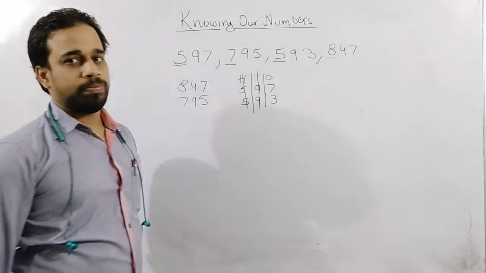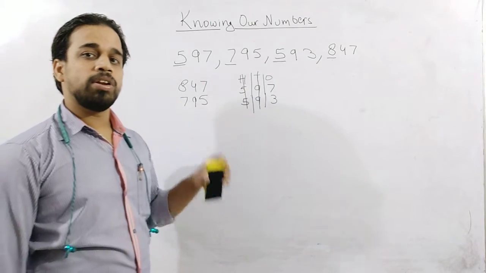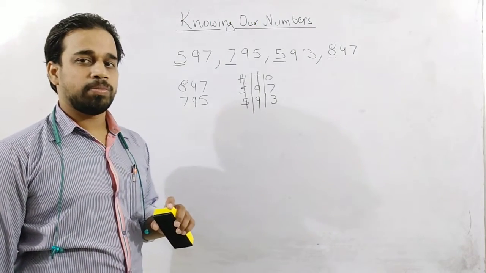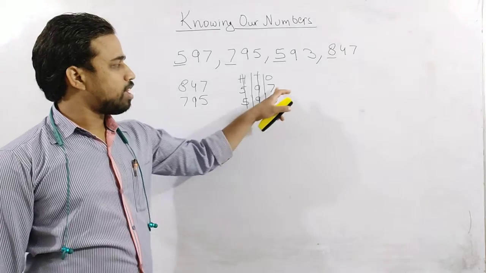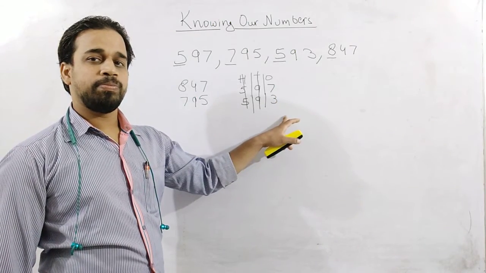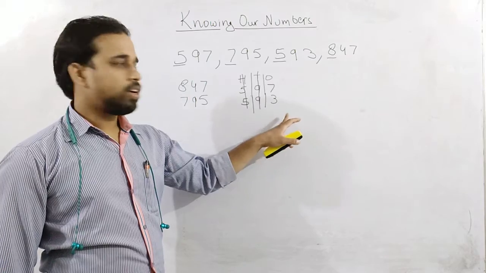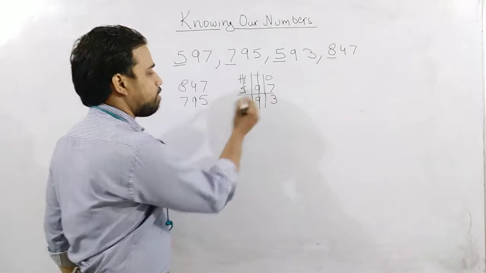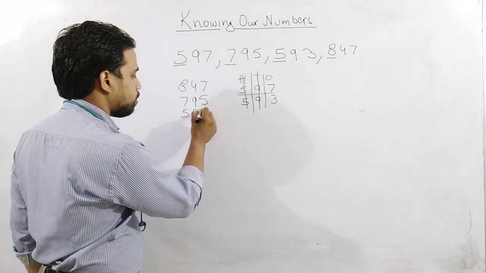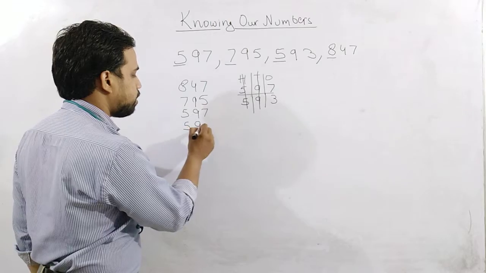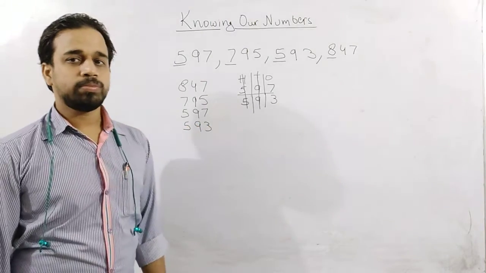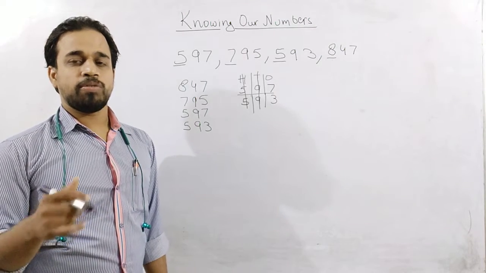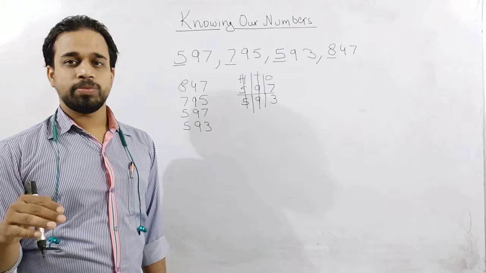But in ones, the numbers are not equal, and if they are not equal, they will be either smaller or greater. I hope you are getting this. So 7 is greater than 3. Understood? 7 is greater than 3. So 597 is greater than 593. This is a way to sort numbers from greater to smaller.